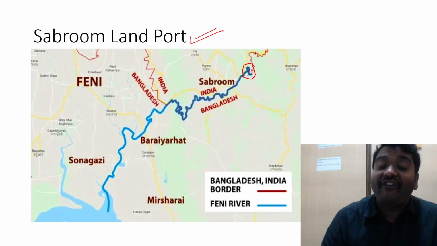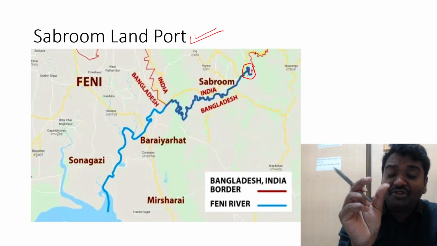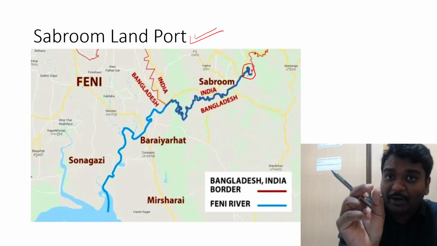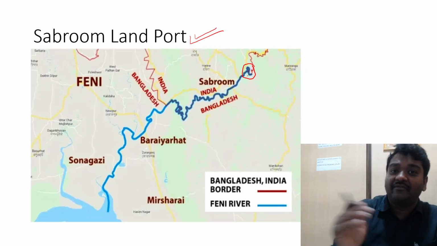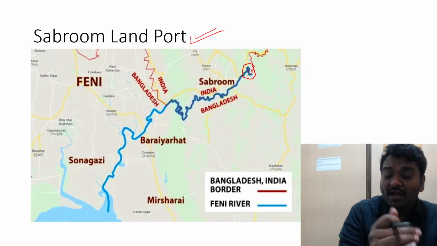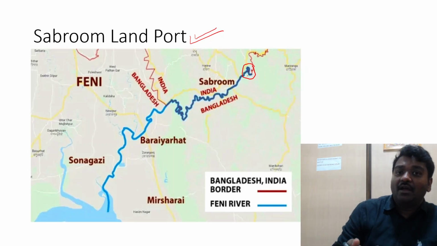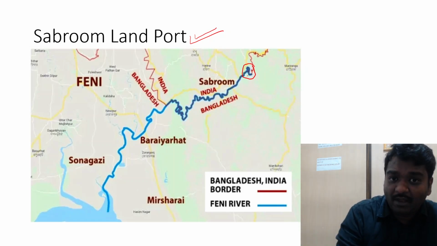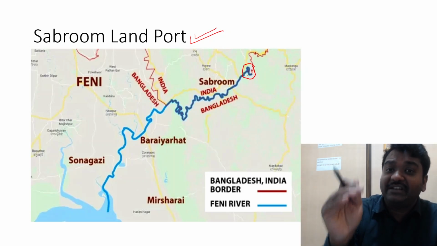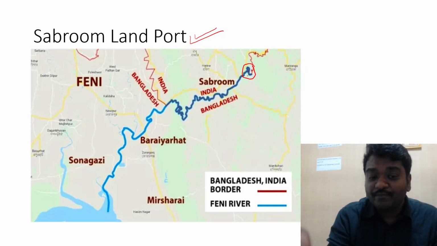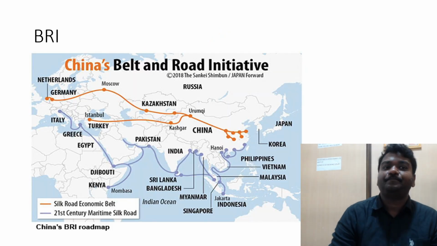Feni river is actually the boundary between Bangladesh and Tripura. And this river keeps on shifting. It's a seasonal river. From that river, almost 1 metric tons of water was taken for Sabroom area. And now Sabroom land port is being built and a highway is being constructed from Sabroom to Chittagong. Right? Very, very important for us, guys.